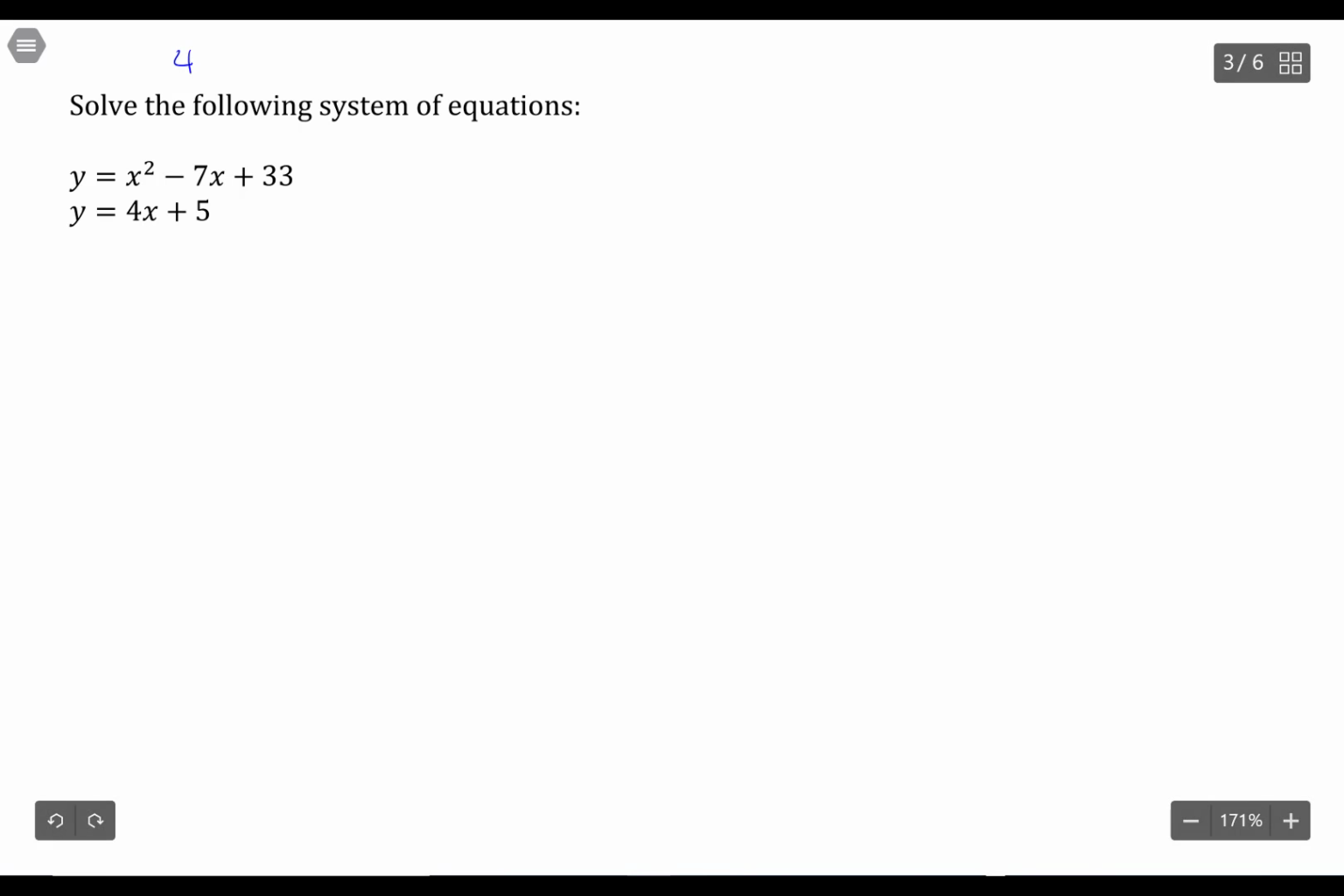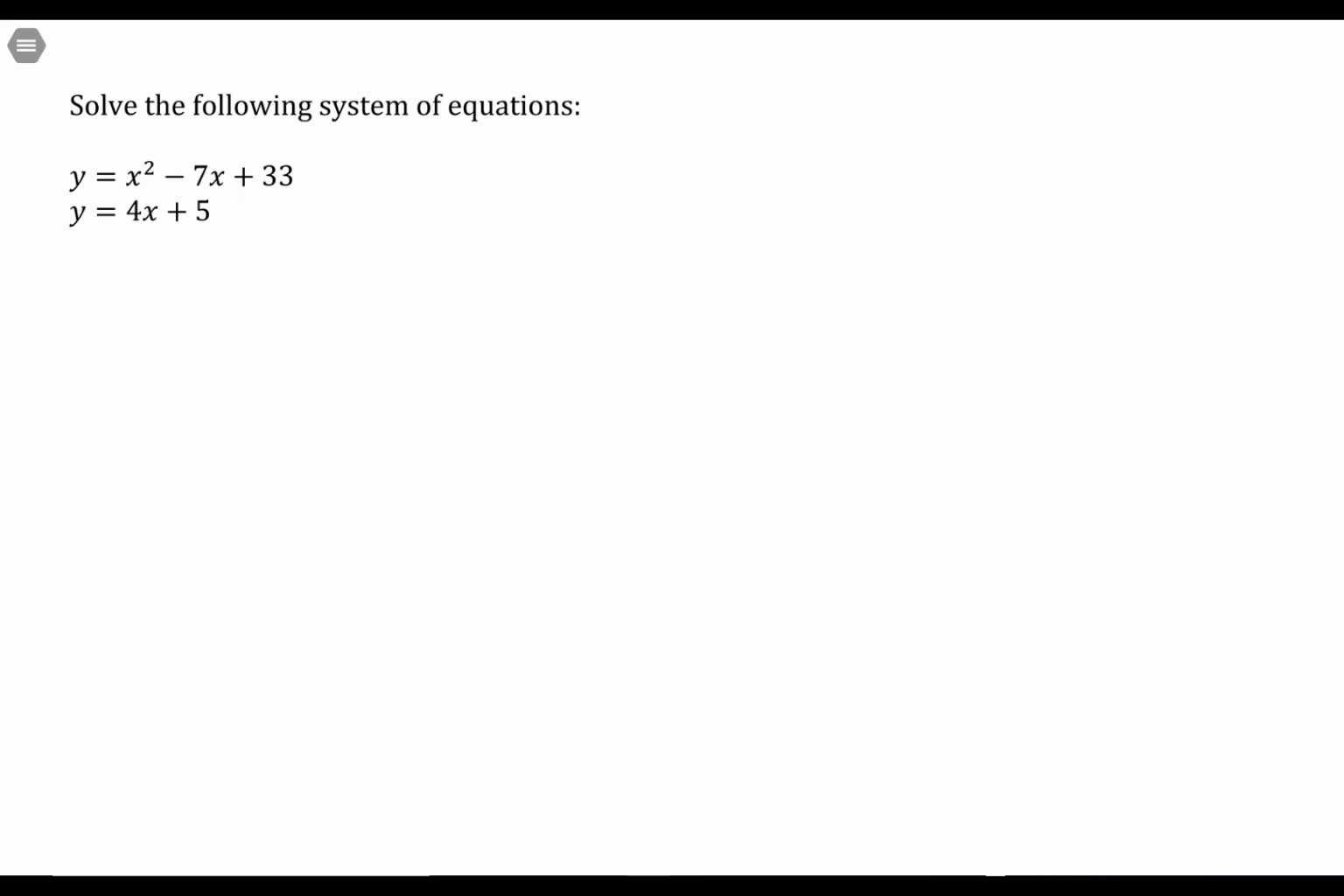All right, this is section 4.3, and this is the third one in that homework section. So 4.3, number 3. Solve the following system of equations.